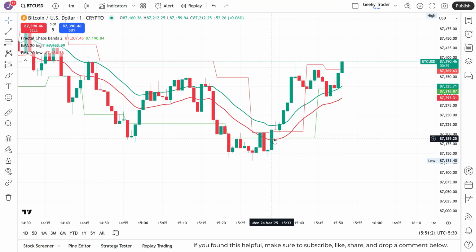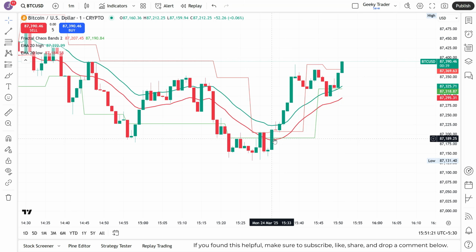At the beginning of this video, I mentioned that when the fractal chaos bands are very close together, it indicates low volatility. This means that the market is in a consolidation phase where price movements are relatively stable and not making any significant moves in either direction. Now, here's where things get exciting. Whenever the fractal bands are close to each other, it signals that the market is building up energy. This phase often leads to a strong breakout, giving us a chance to capture big profits if we position ourselves correctly. At this point, all we need to do is wait and watch to see which direction the market chooses to move.